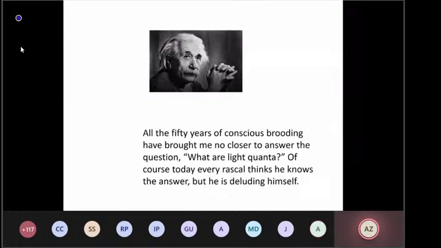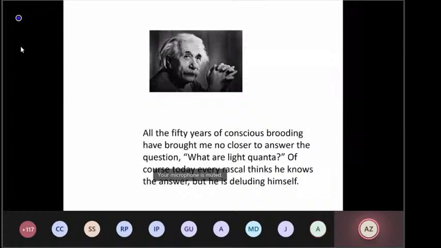Einstein at some point said that he wanted to spend the rest of his life thinking about the question, what is light? And he said, a few years before his death, in 1953, "All these 50 years of conscious brooding have brought me no closer to the answer to the question, what are light quanta? Of course, today every rascal thinks he knows the answer, but he is deluding himself." This is very interesting, and it is not at all arrogant, it's a very humble statement in my eyes. Very humble.